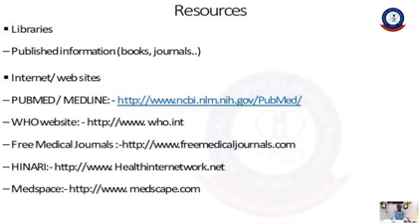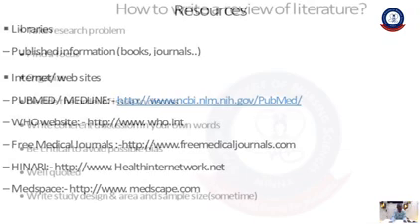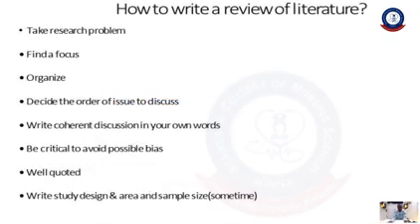How to write a review of literature? Take a research problem, find a focus, organize yourself, decide the order of issues to discuss. You have to identify how you want to go about it. Write a coherent discussion in your own words. You don't need to copy word for word from anywhere. You must change the language. If not, there is what we call plagiarism. There is Turnitin software that will catch up with you and know that you have copied this from somebody's work.